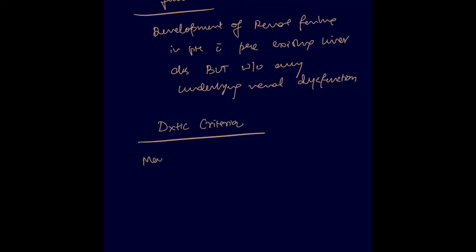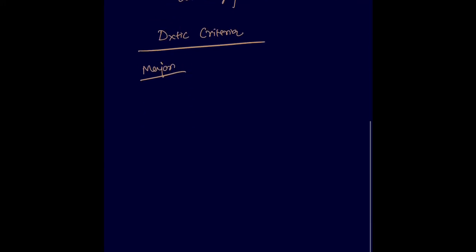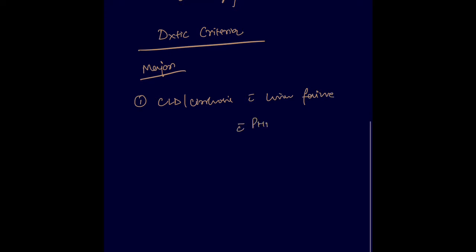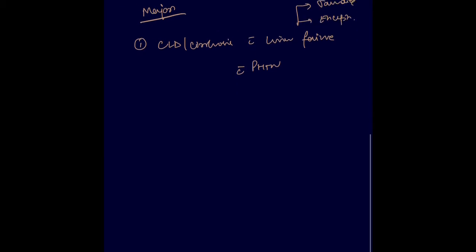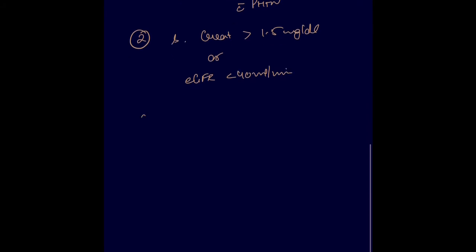So there are major criteria and minor criteria. In major criteria, the first point is patient must have a CLD or cirrhosis with liver failure symptoms with portal hypertension. Liver failure symptoms like jaundice and encephalopathy. Okay, then patient's serum creatinine should be more than 1.5 milligram per deciliter, or eGFR should be less than 40 ml per minute. Thirdly, there should not be any shock or sepsis.